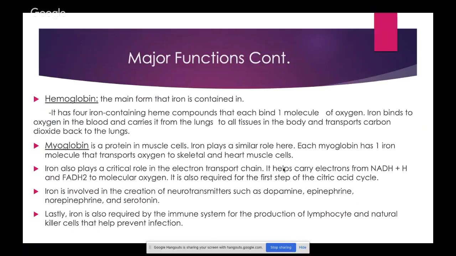So iron is involved also in the creation of neurotransmitters such as dopamine, epinephrine, norepinephrine, and serotonin. And lastly, an also really important factor of iron is that it is required by the immune system for the production of lymphocyte and natural killer cells that help prevent infection. And I'll talk about that a little bit later, but that's really cool.